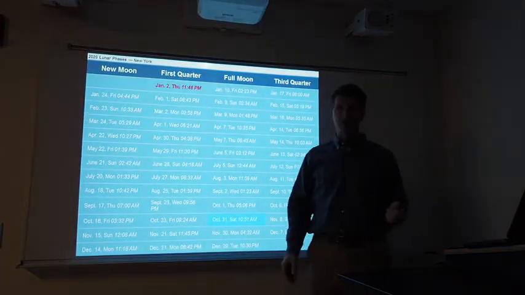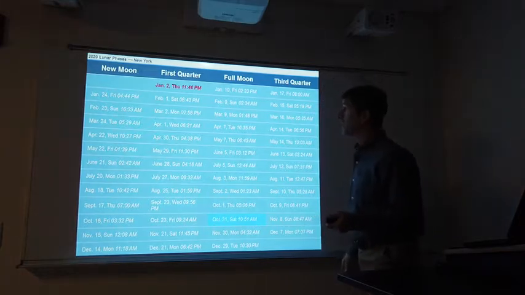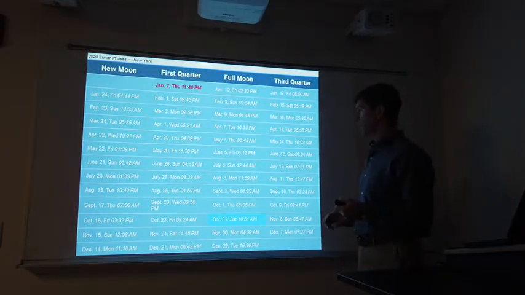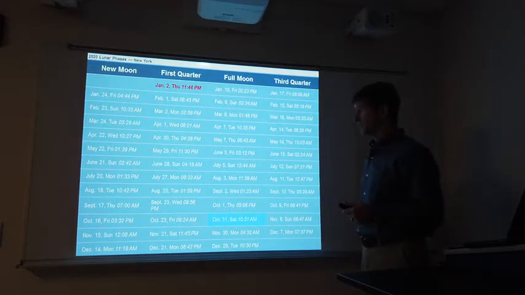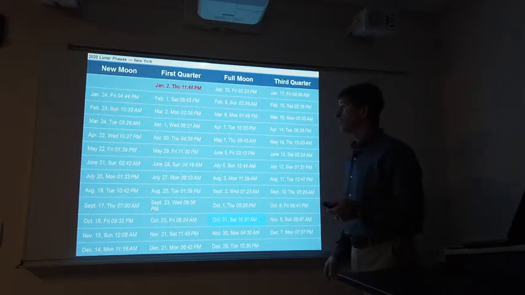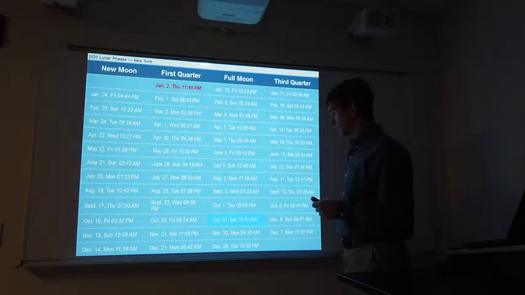This is a chart. I'm not going to go through every single date and time of all the different phases of the moon for 2020. So if you're interested in seeing these, this is on the PowerPoint. It gives you the exact date and time that each of these phases will take place. So there you go.